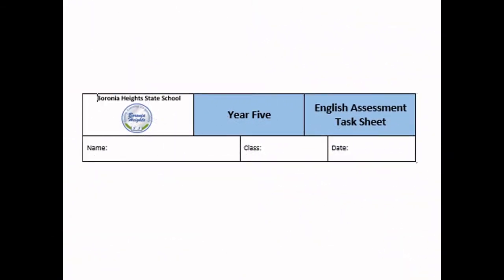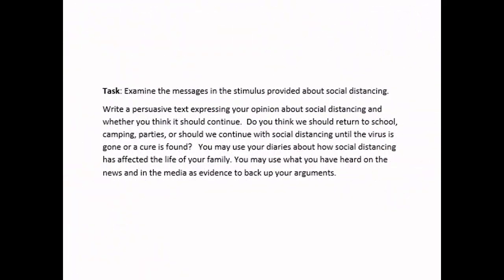At the top of your sheet, please write your full name, your class, and the date. Your task is to examine the messages in the stimulus provided about social distancing. From that, you are to write a persuasive text expressing your opinion about social distancing and whether you think it should continue. Do you think we should return to school, camping, parties? Or should we continue with social distancing until the virus is gone or a cure is found?